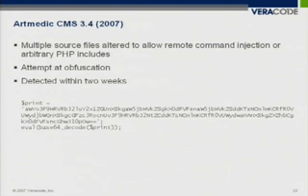The Artemetic CMS looks very suspiciously familiar to that WordPress backdoor, except they went one level further here and they attempted to use obfuscation. So they bought them another week. This one took 2 weeks to catch.